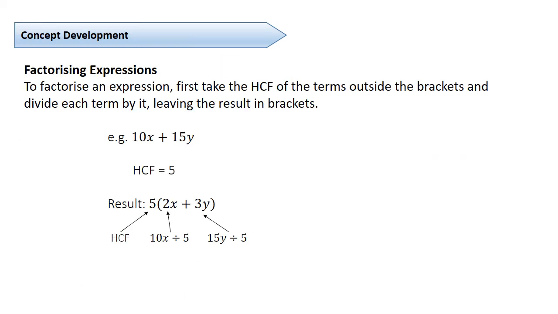Okay, so hopefully we're a little bit more confident with our highest common factors. Let's have a look at putting it all together now. So, factorising expressions. To factorise an expression, you first take the highest common factor, the thing we've been working on calculating, outside the brackets. So the highest common factor goes outside the brackets. And then we divide each term by the highest common factor, and we leave the results in the brackets.